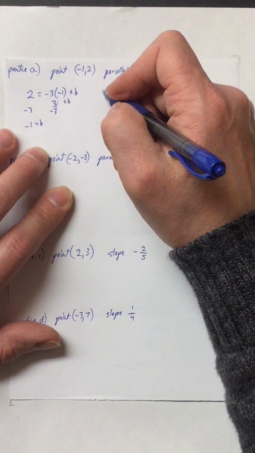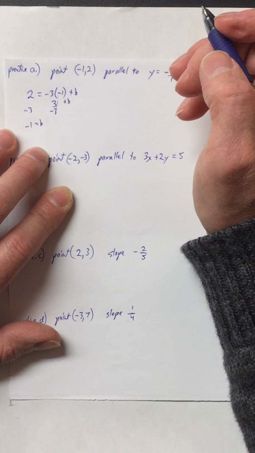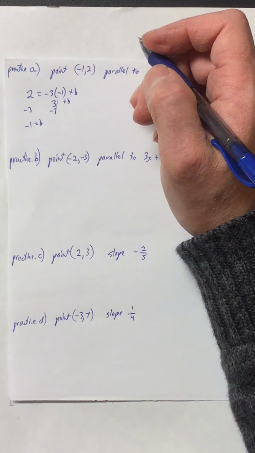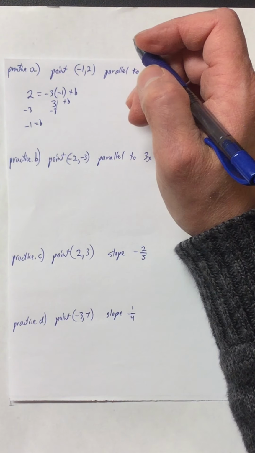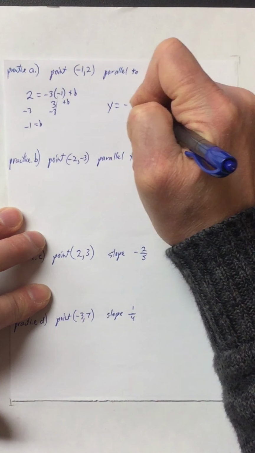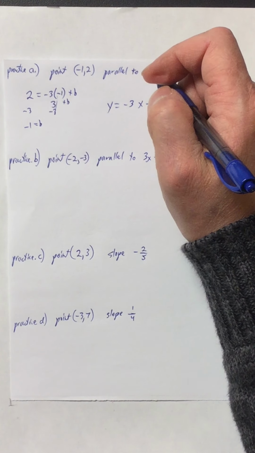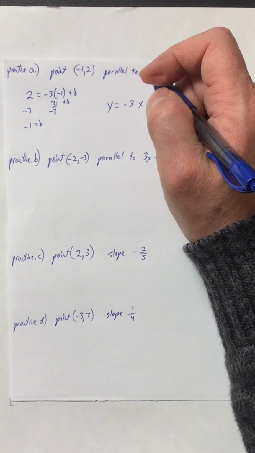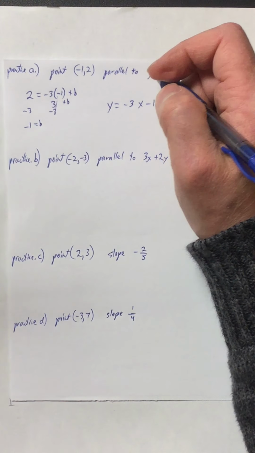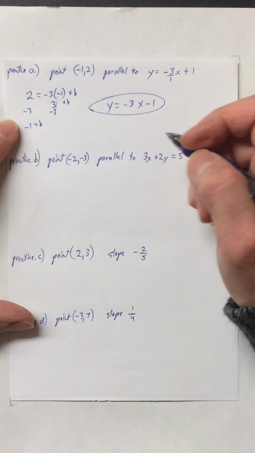So my answer for this one, I'm going to flip my page over, is going to be y is equal to negative 3x minus 1. And let me check that with my book here just to make sure I'm on the right track. Okay, that is correct. There's the answer for practice problem A.